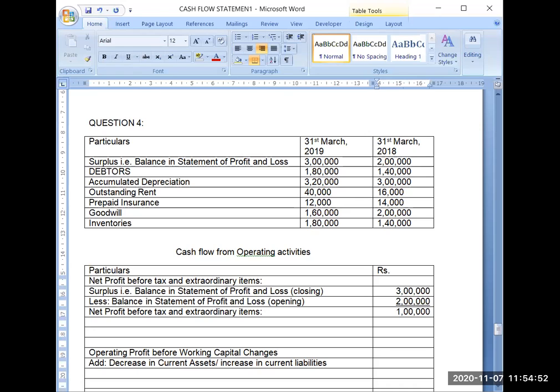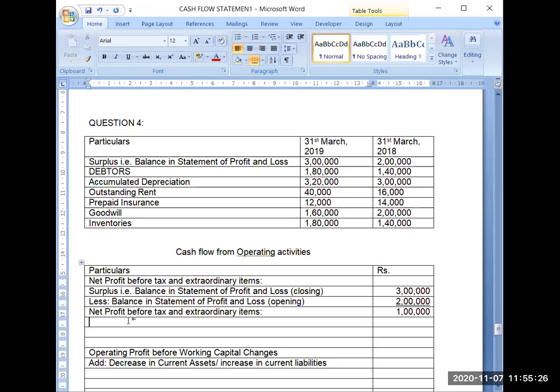So this is the first step when I want to calculate cash flow from operating activity, that I will calculate net profit before tax and extraordinary items. Obviously, I have to add dividend, tax and reserves in that, but you can see no such information is given in this question regarding dividend, tax and reserve. So this only will become my net profit before tax and extraordinary items. Then I will come to the second step.